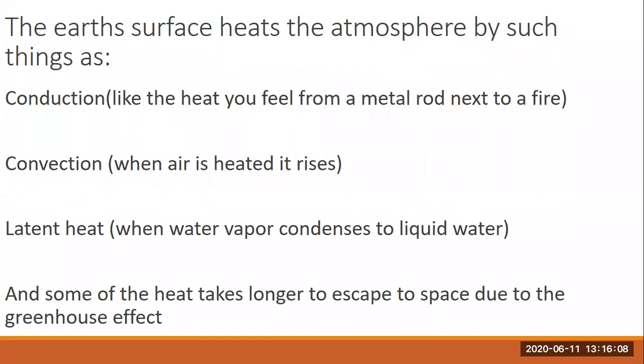Now, how does that heat get transferred once it is absorbed by the Earth's surface? There's a number of different ways that that happens. One way is through conduction. If anybody has been around a fire and held on to a metal rod that you had one end of in the fire, that heat is conducted from one end of that metal rod to the other. That is an example of conduction. Now, actually, the atmosphere is not a very good conductor of heat energy. So if we had to rely just on conduction by itself to heat the atmosphere, it wouldn't do a very good job of it.